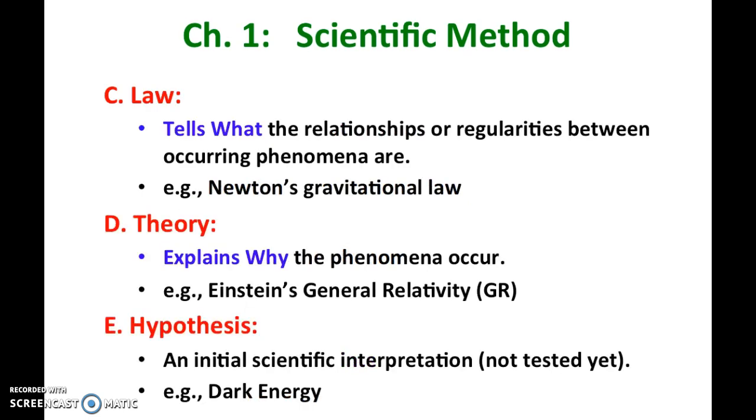What is the law of physics? A physical law tells what the relationships or regularities between occurring phenomena are. For instance, the Newtonian gravitational law. It is a law that tells the gravitational force between two bodies. A theory explains why the phenomena occur. For example, the Einsteinian general relativity, a theory to describe the effect of matter on spacetime.